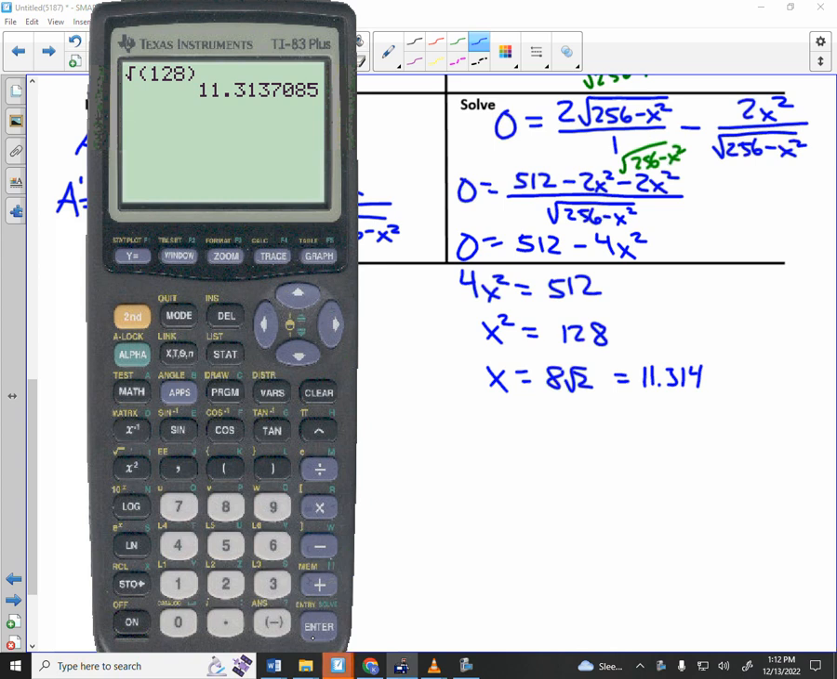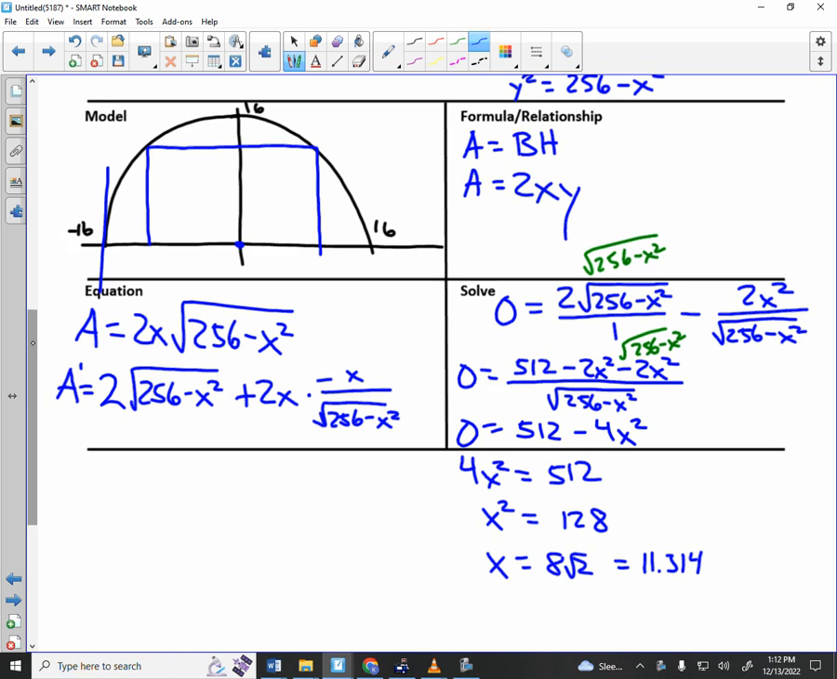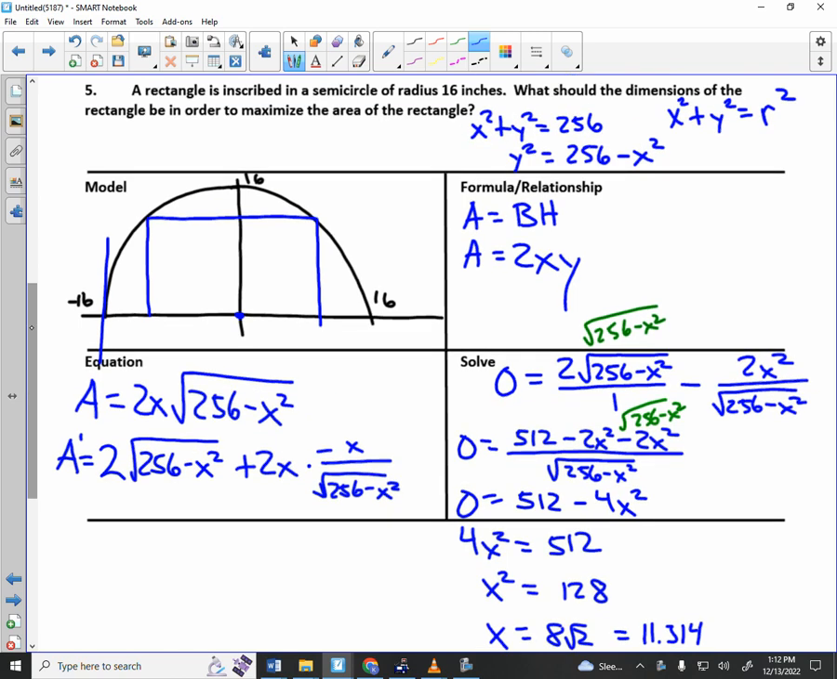The denominator, we talked about, that's where the derivative is undefined, and so that is where I have vertical tangents on the end. That will produce a 0 area. So I have x is 11.314. Does that answer the question? No. The question is, what should it be in order to maximize the area? What should the dimensions be?